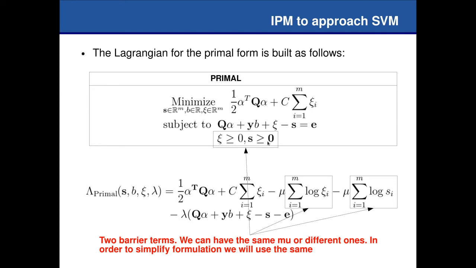Of course, here S, another set of slack variables, must be greater than or equal to 0. Again, minus because we are in a minimization problem. Mu times the sum of logs. We had the same. This is a barrier. Okay, barrier. Again.